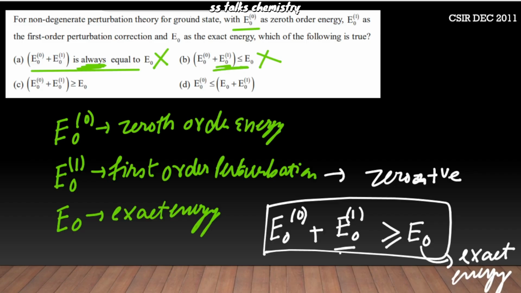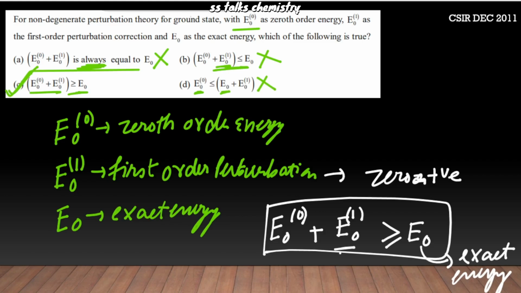C says that this sum is greater than or equal to E naught. So option C is the correct one. D, again, this is the zeroth order energy and the perturbation is added to the exact value. Again it is the incorrect one.